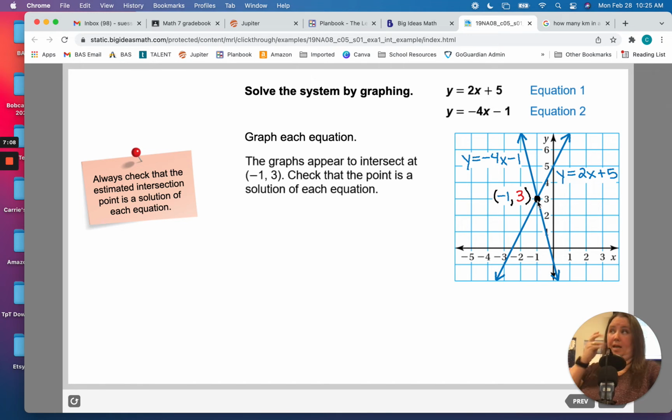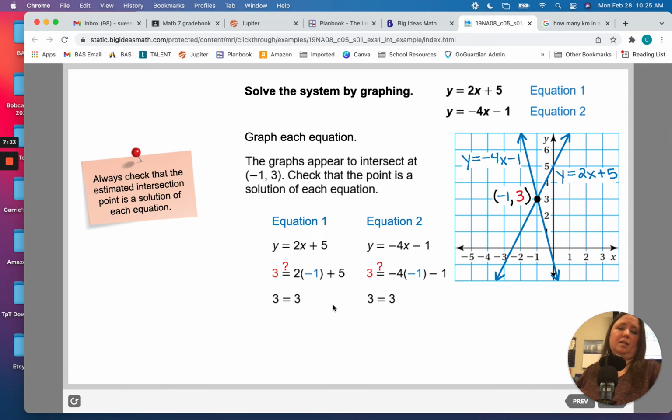What point is that? -1, 3. -1, 3. That is the solution to the system of linear equations. It sounds a lot fancier than it is. Okay, you can test it by plugging it in and seeing if the answer comes out correctly. If I plug in 3 for y and -1 for x, does 3 equal 3? Yes. So you could say that it is a true statement. That's how you just checked it.